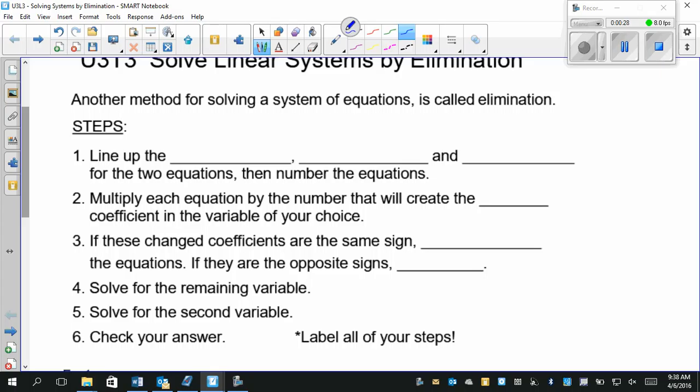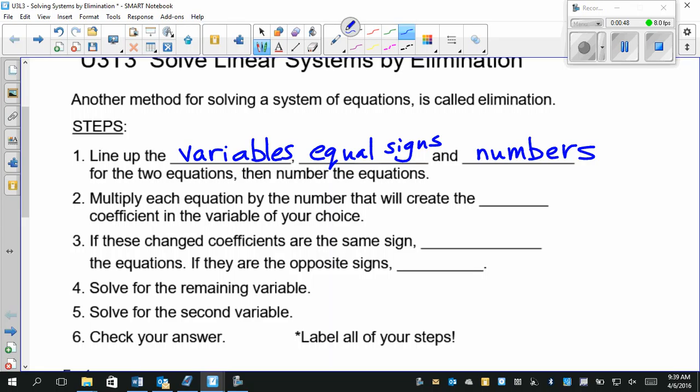We're going to start by making sure that the variables, the equal signs, and the numbers in the two equations are all lined up. And once you do that, you're going to number the equations. Now, we talked a little bit about numbering the equations in the other examples. It's very important in elimination that we number the equations.